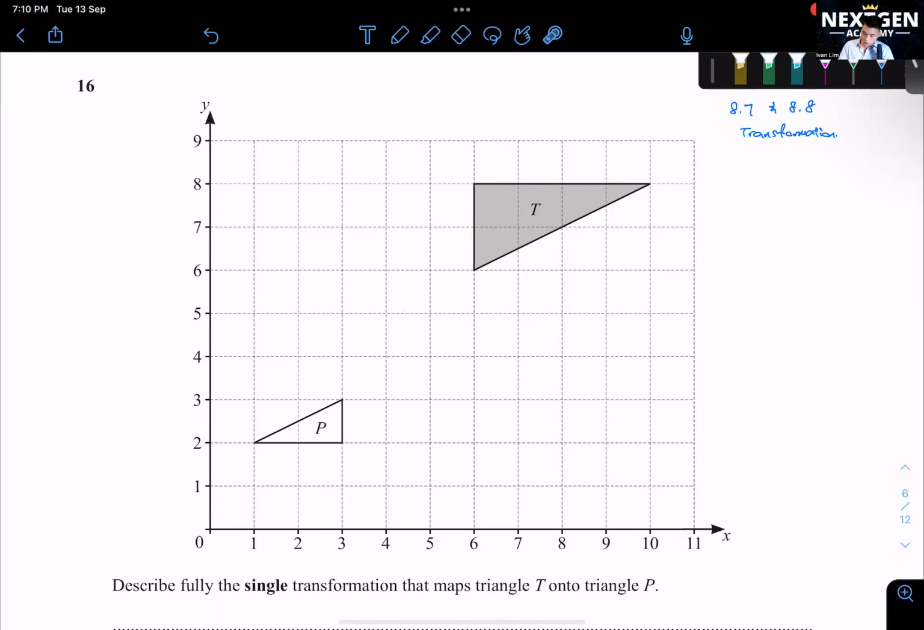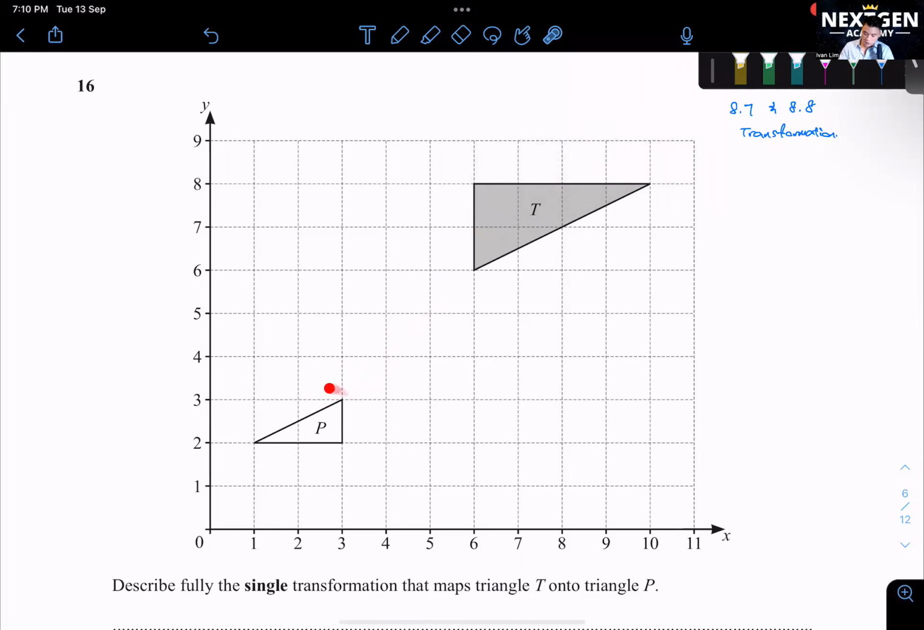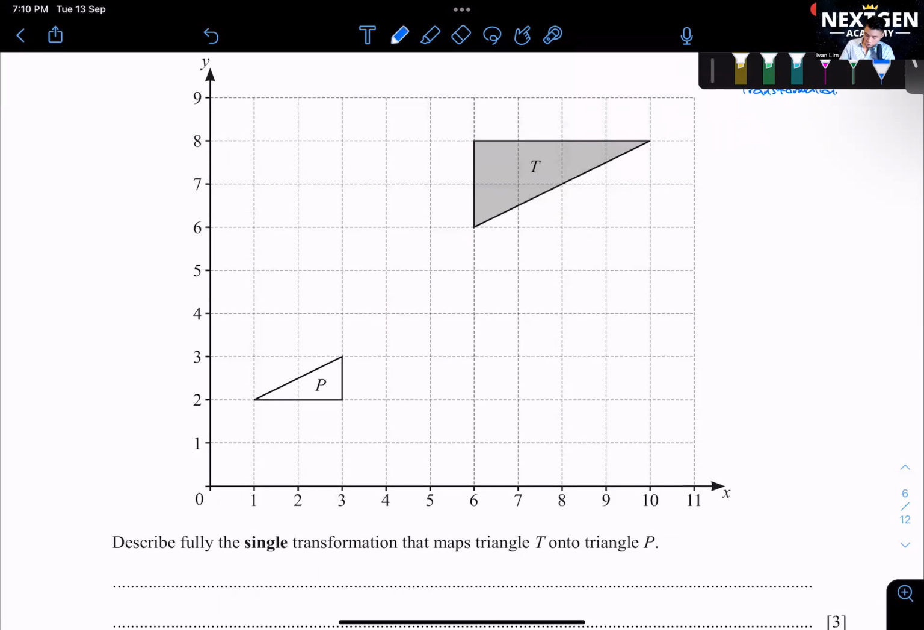Okay, next one. How do we do this? You need to roughly know what the transformation is. This one goes from small to big, therefore it will be called an enlargement. Enlargement will give you the first mark, so you just write down enlargement. Second one will be what?